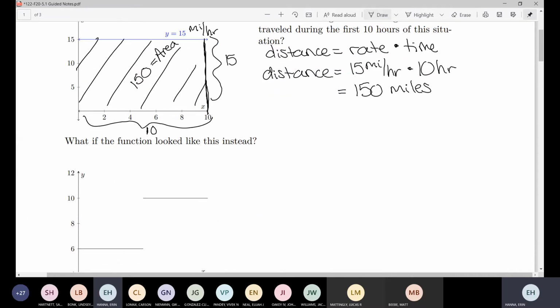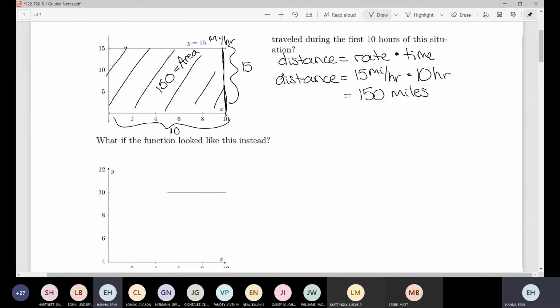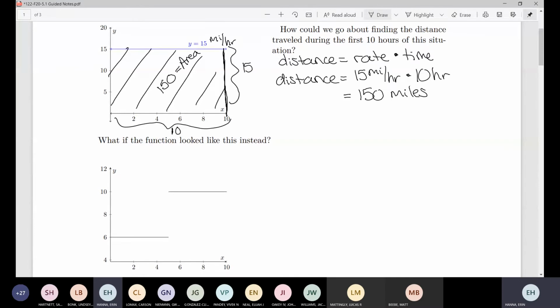So what if instead of looking at just that generic constant velocity, what if the velocity function now looked like this, where this is some magical thing that can jump velocities in a millisecond. It's going 6 miles per hour in this first 5 hours, so 6 miles per hour for 5 hours, but then it jumps up to 10 miles per hour.